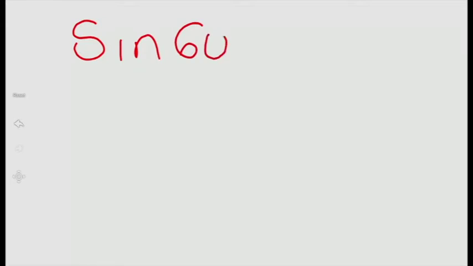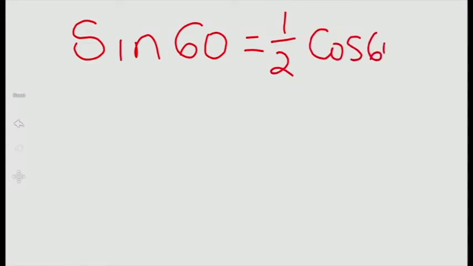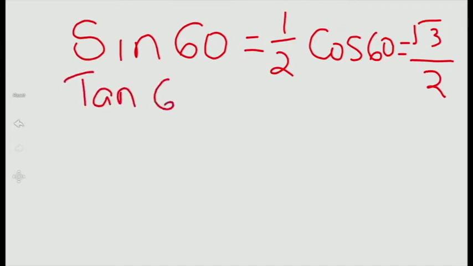If we have angle 60 in the first quadrant, and you're given that the sine of 60 is 1 over 2, the cosine of 60 is equal to root 3 over 2, and the tangent of 60 is root 3. So now I have the sine, cosine, and tangent of 60 degrees, which means the angle in the first quadrant is 60 degrees. What are the corresponding angles in all other quadrants?